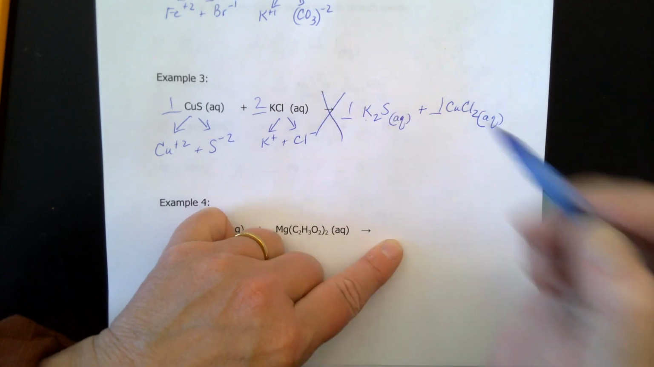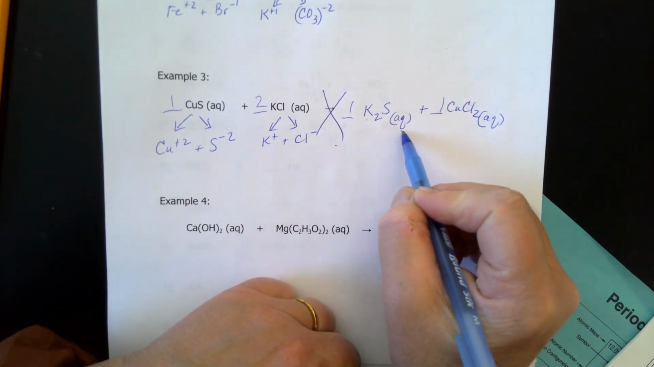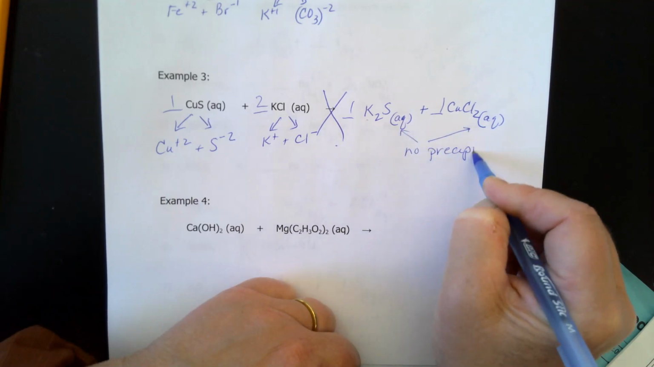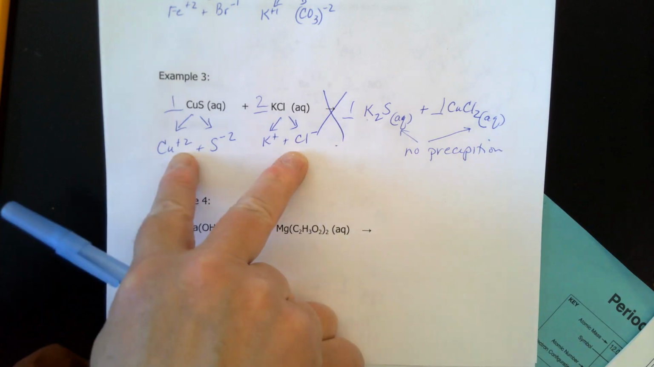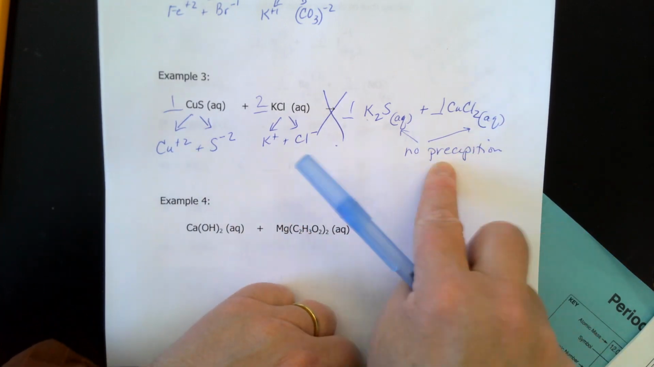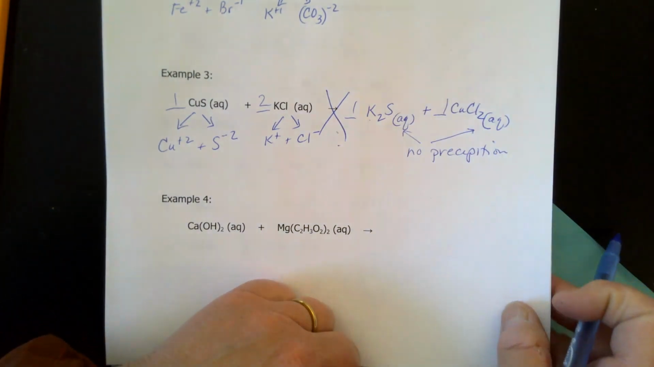But in reality, this reaction doesn't really react because there's no precipitate. So if you start with these aqueous solutions, you're just going to end up with aqueous ions. Nothing precipitates out, so we say that there's no reaction. It was good practice, though.